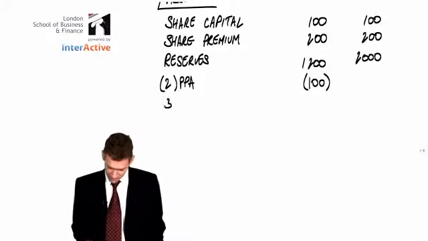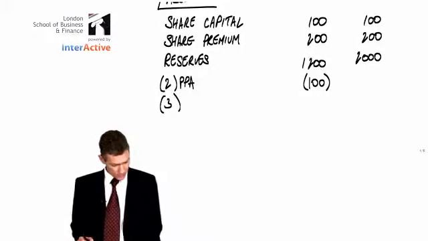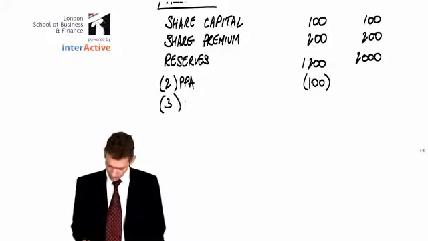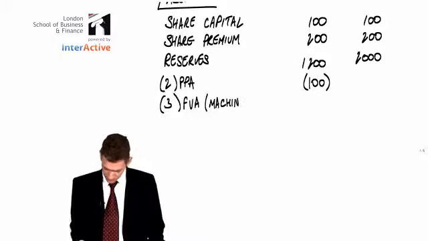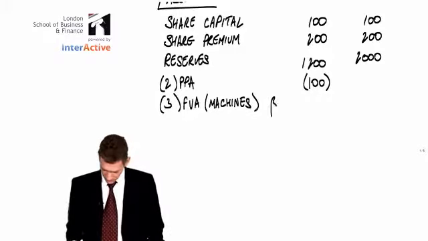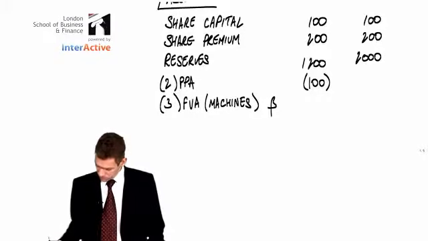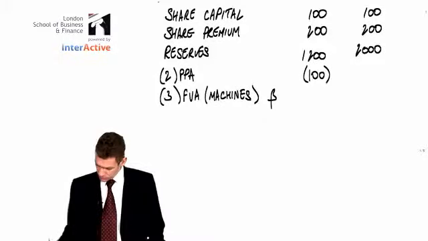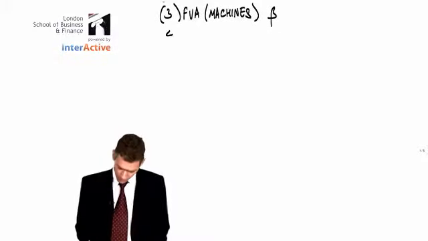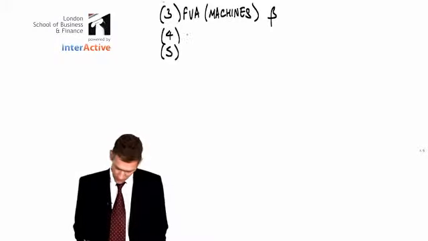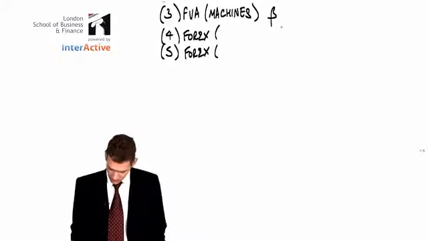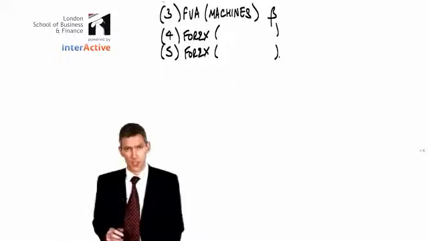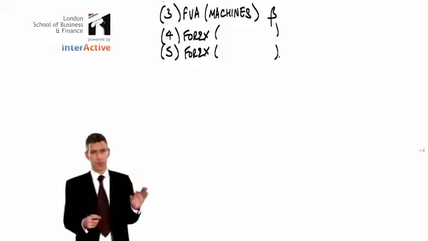Then paragraph 3 tells you there's a fair value adjustment on machines, I think it was, which are depreciating, and we're going to work that out as a balancing figure in just a minute, not straight away. I'm going to do this, I need a bit more space. I think I'll just bring it right down. And then we've got paragraph 4 and paragraph 5 for the two Forexes. Now it's tricky this, so you might need to work this a couple of times before you get used to it. They're very, very similar.